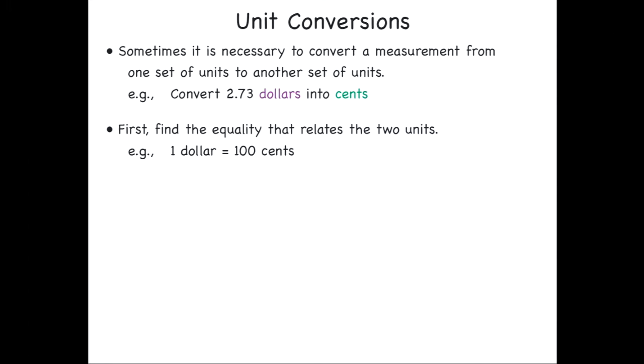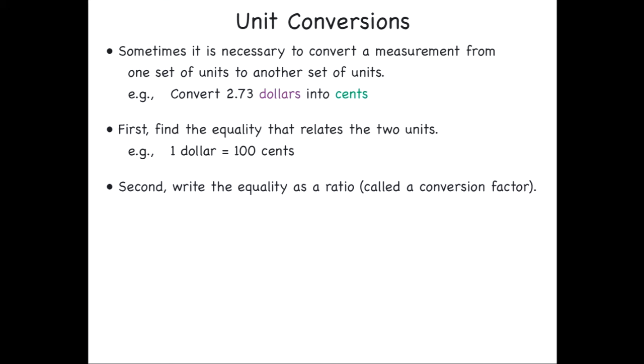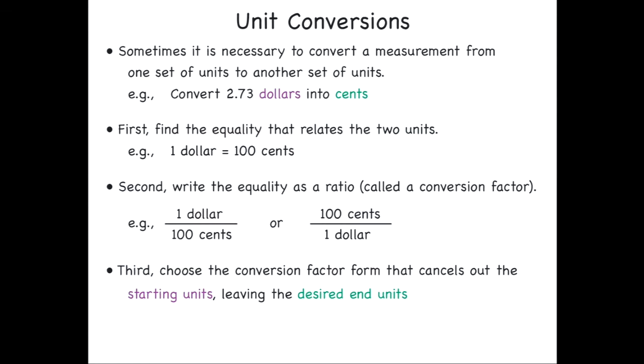So that's our equation of conversion, our conversion factor, which we then want to write in the form of a ratio, as a fraction. So we have two choices, $1 over 100 cents or 100 cents over $1. Which one do we use? Well, again, we want to be goal-oriented. What are we trying to get? We're trying to end up with cents.